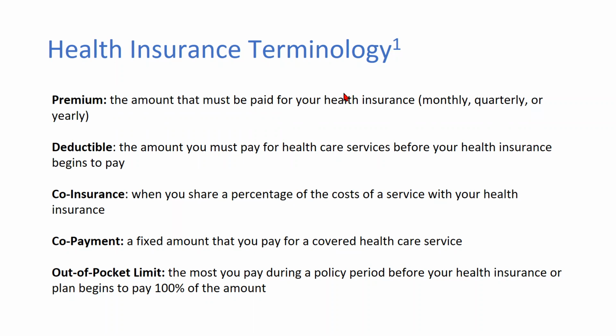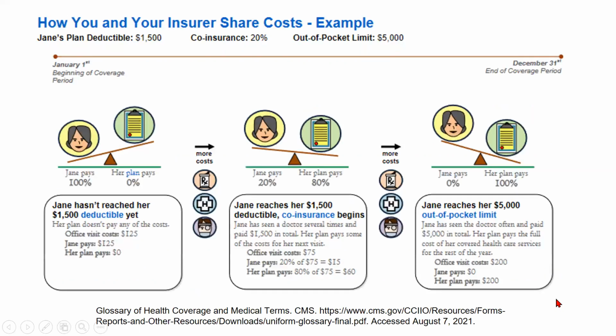Now, with these terms, we're going to go through how to compare and contrast different health care options. But before we do that, I would like to just give us a little bit more of a visual about these terms and how they work dynamically together. So in this example, we have Jane. Jane has a plan with a $1,500 deductible, a 20% coinsurance, and an out-of-pocket limit of $5,000.